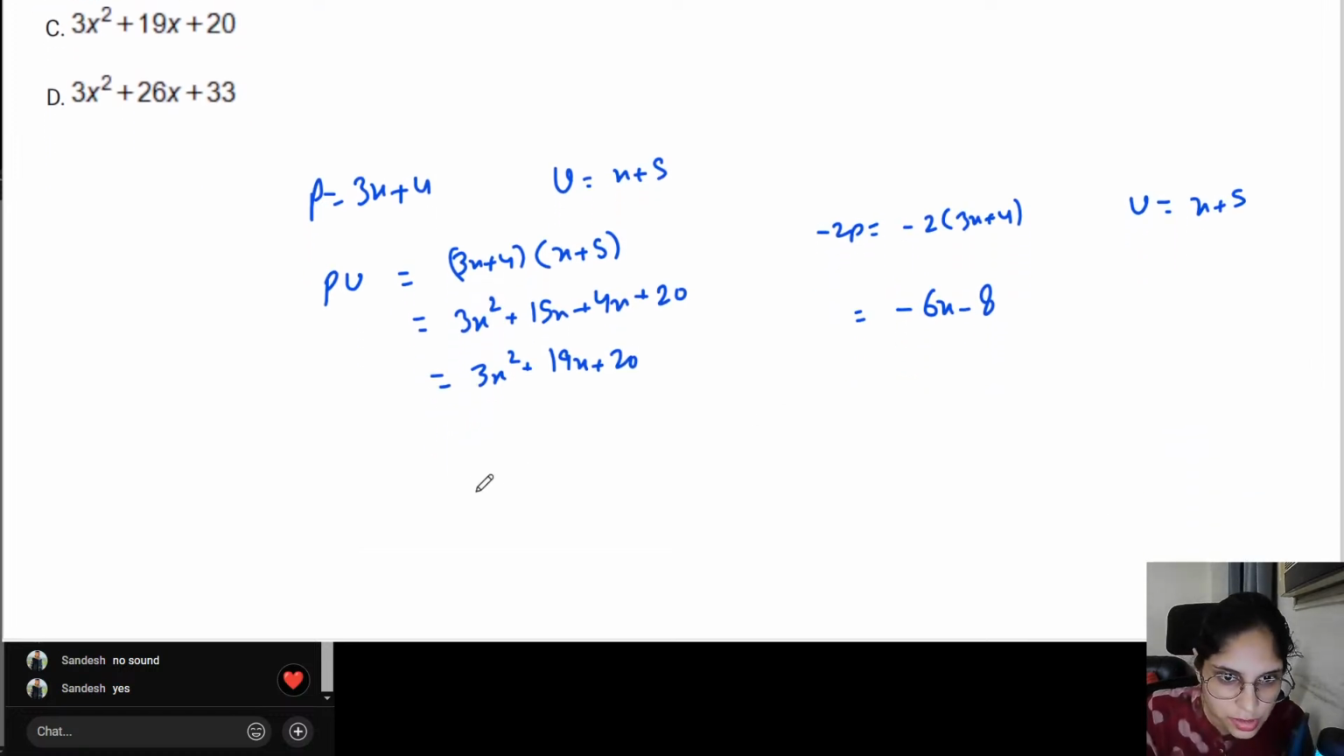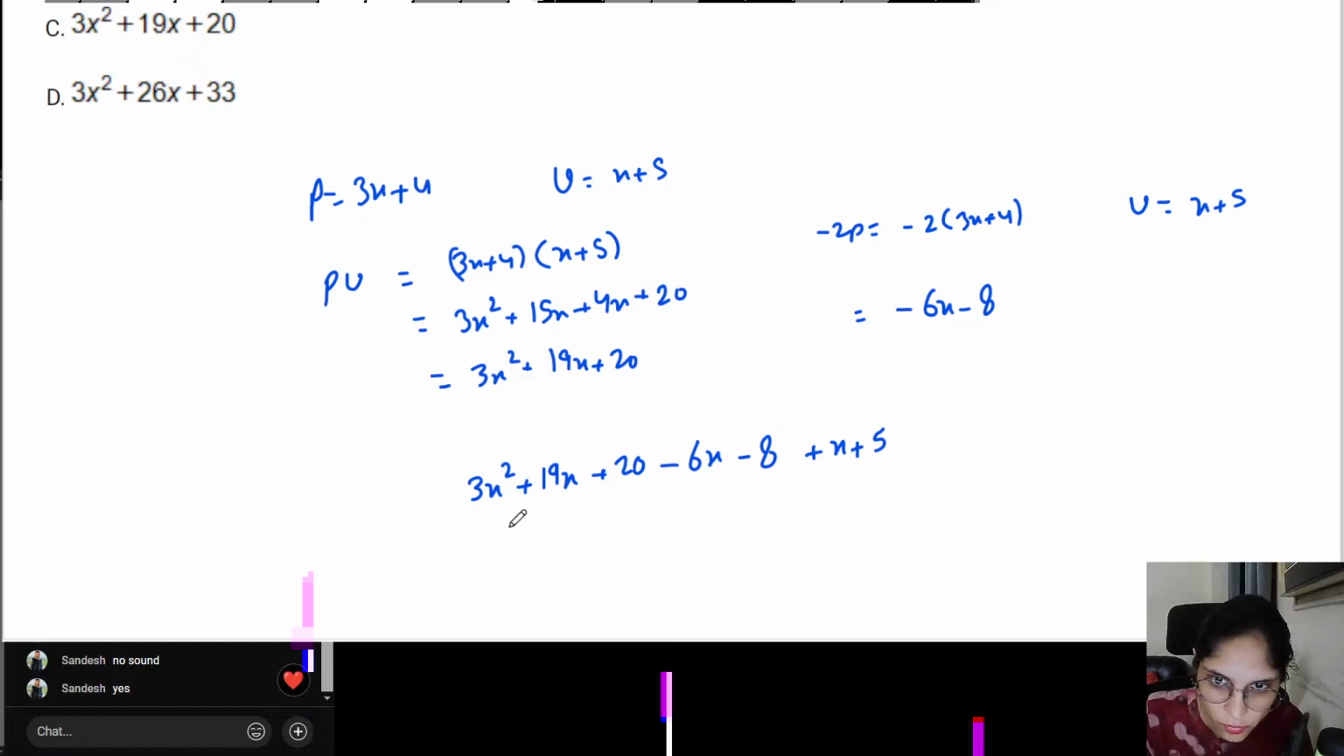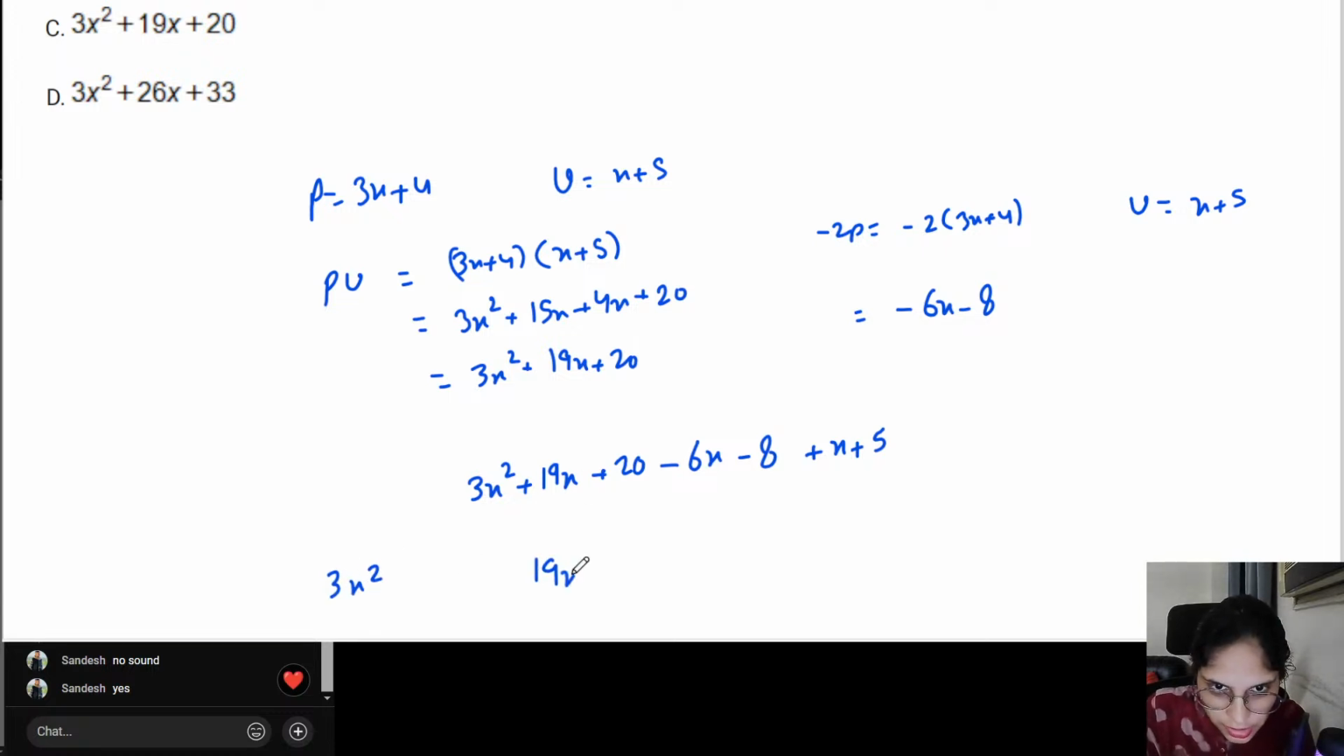And now you combine all these things. So 3x squared plus 19x plus 20 minus 6x minus 8 plus x plus 5. 3x squared, we don't see any other x squared terms, so just 3x squared. Now all the x terms together, 19x minus 6x plus x. And you write plus over here. And now all the constants together, 20 minus 8 plus 5.